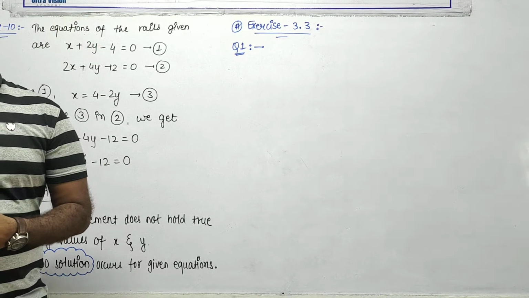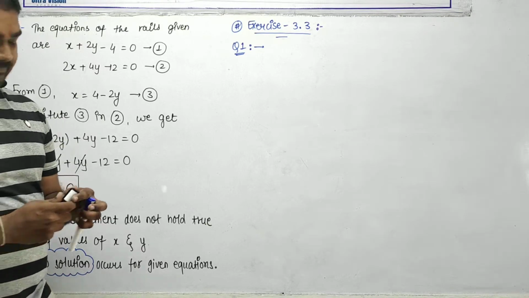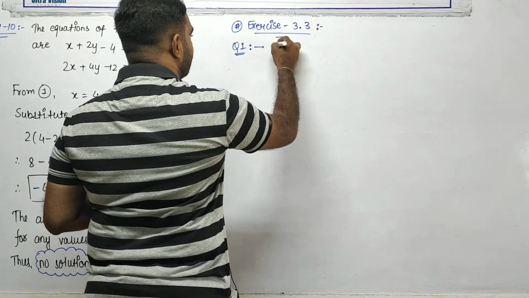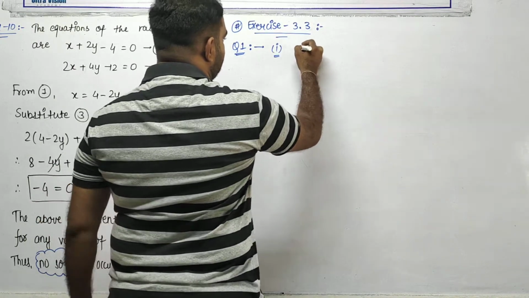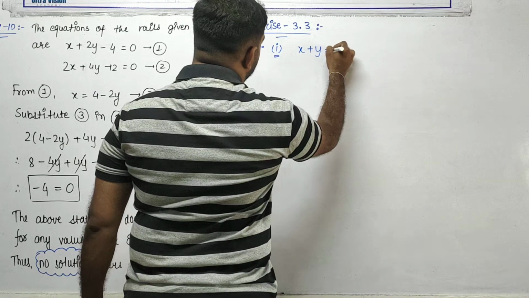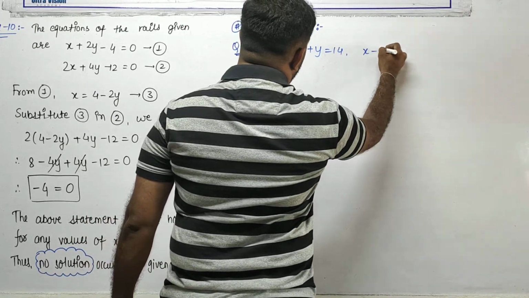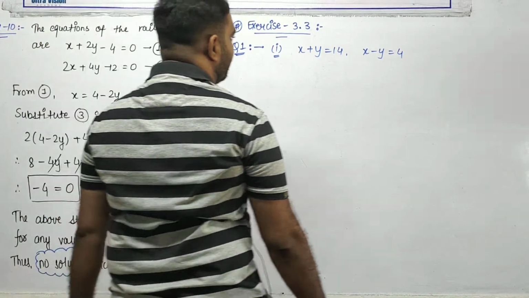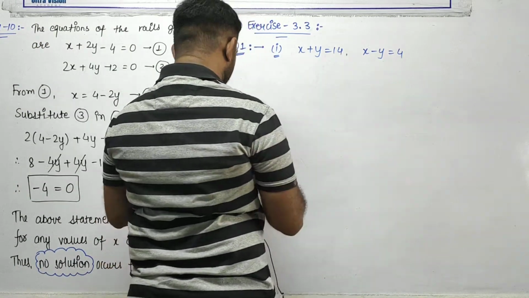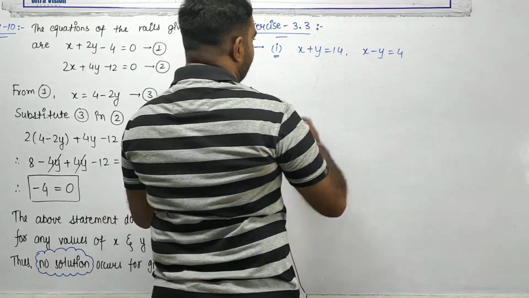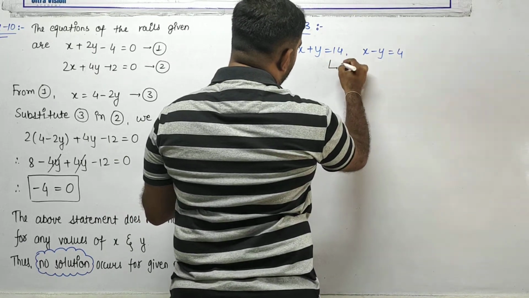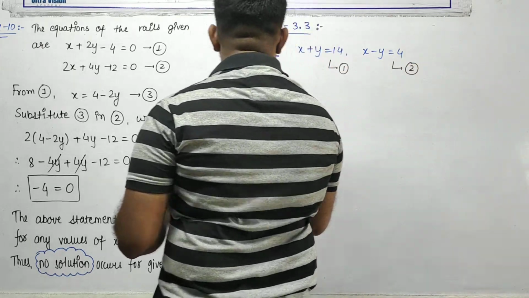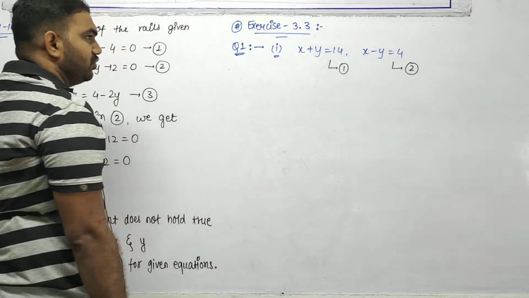Solve the following pair of linear equations by the substitution method. Under that, the very first question has the equations x + y = 40 and x - y = 4. Right? So we shall take the first equation, x plus y equals 40, as equation number 1, and x minus y equals 4 as equation number 2.